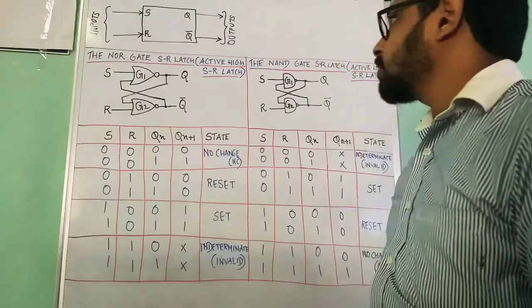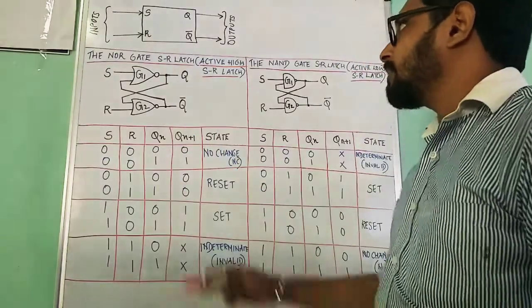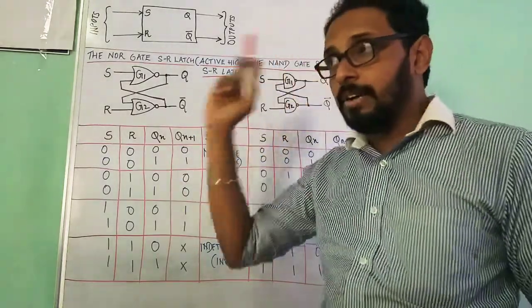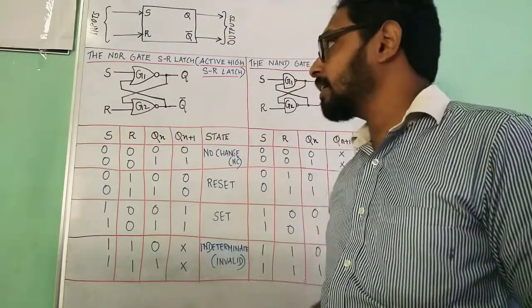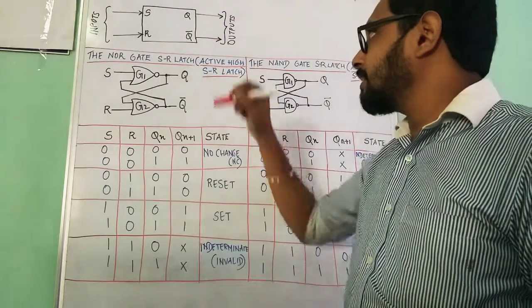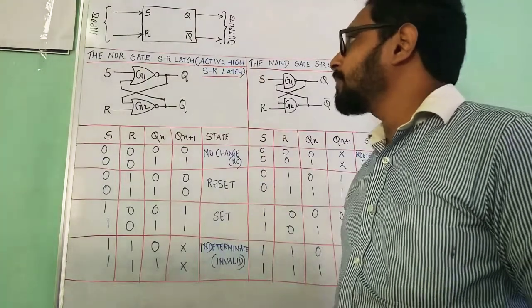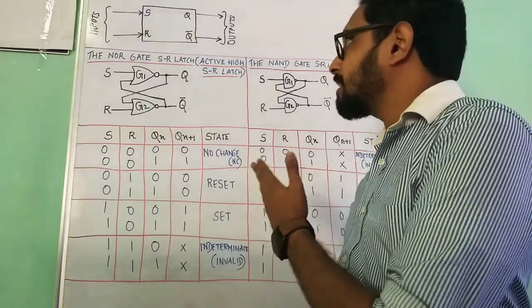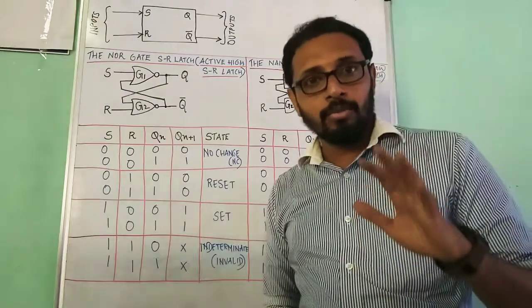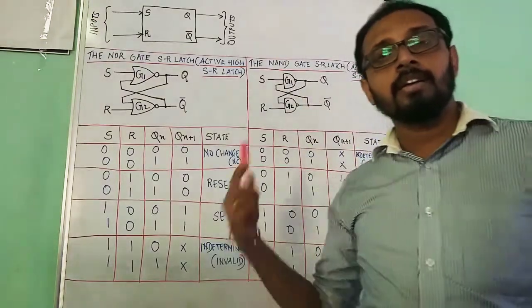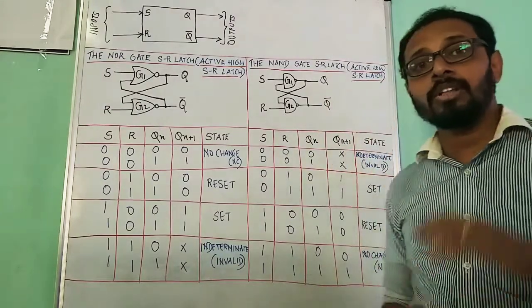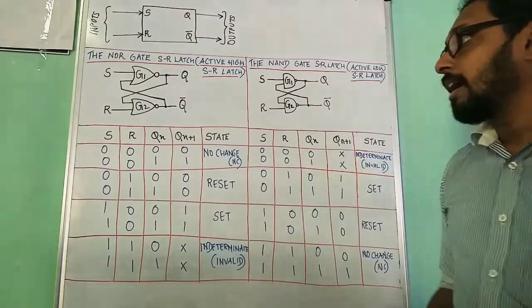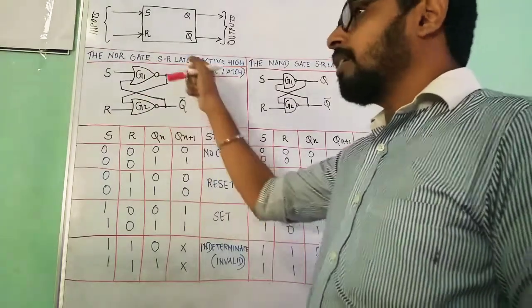As I told before, we can construct either an active high SR latch or an active low SR latch. First, we will discuss the active high SR latch. As it is active high, we go for the NOR gate, and in the case of active low, we go for the NAND gates. And this is the concept of cross coupling.